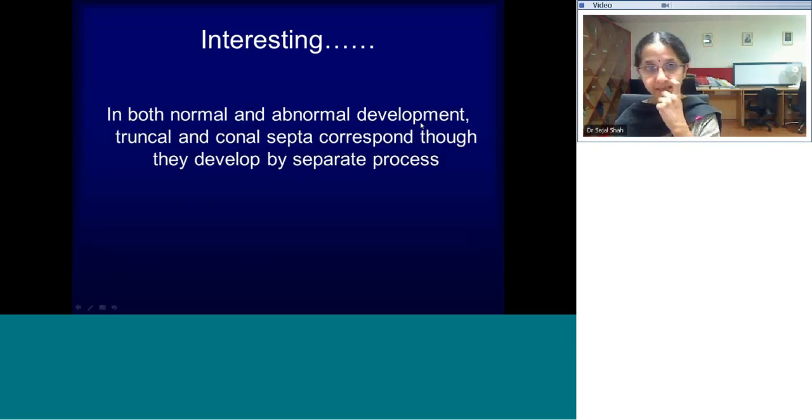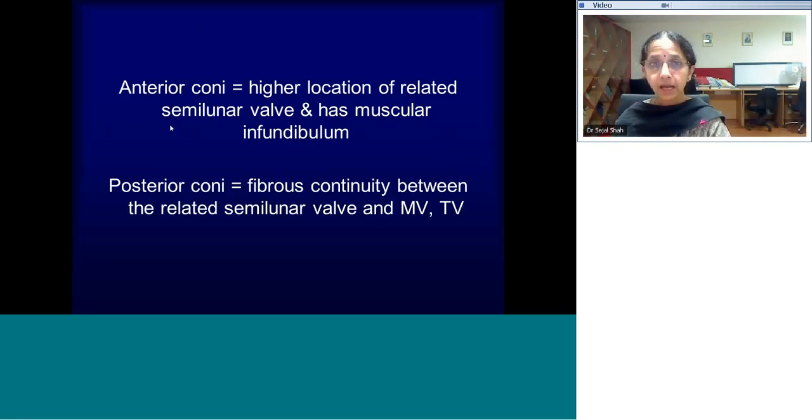Interestingly, it is understood that both in a normal heart and an abnormal heart, the truncal and the conal septae always correspond with each other, though they develop from completely separate processes, in the way that they have separate cushions, separate ridges, and separate septal development. They always go hand in hand. Another interesting thing is the conus, which is anterior, is always located a little higher and has a muscular infundibulum.